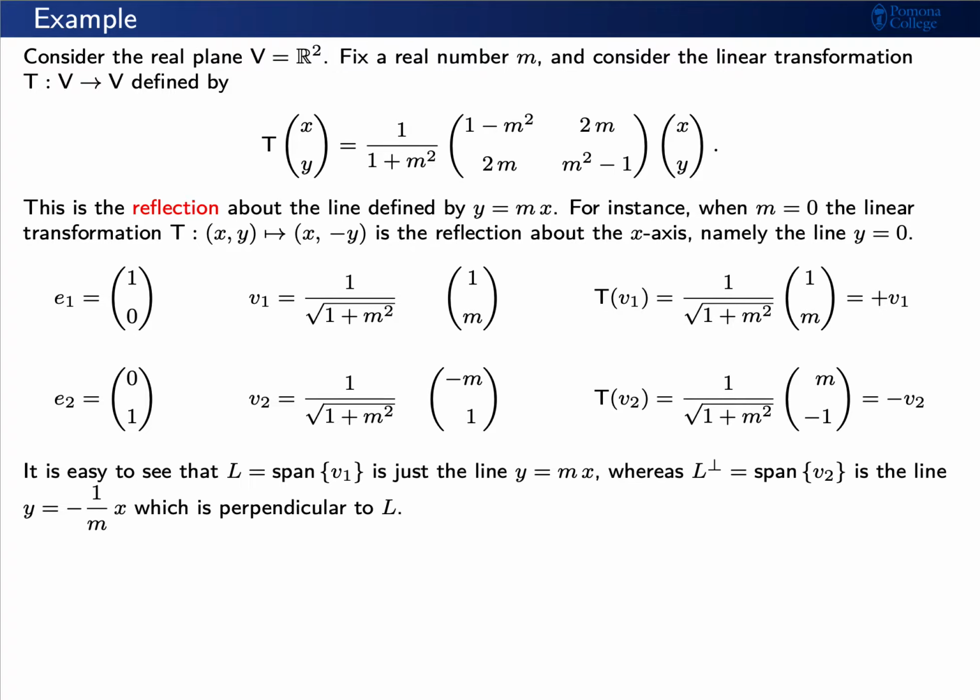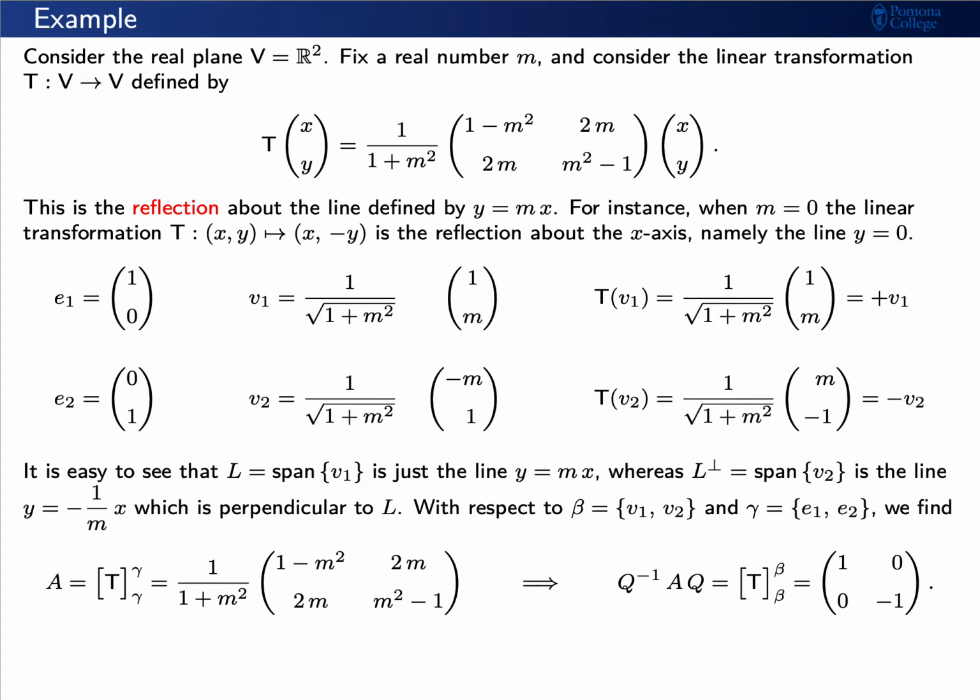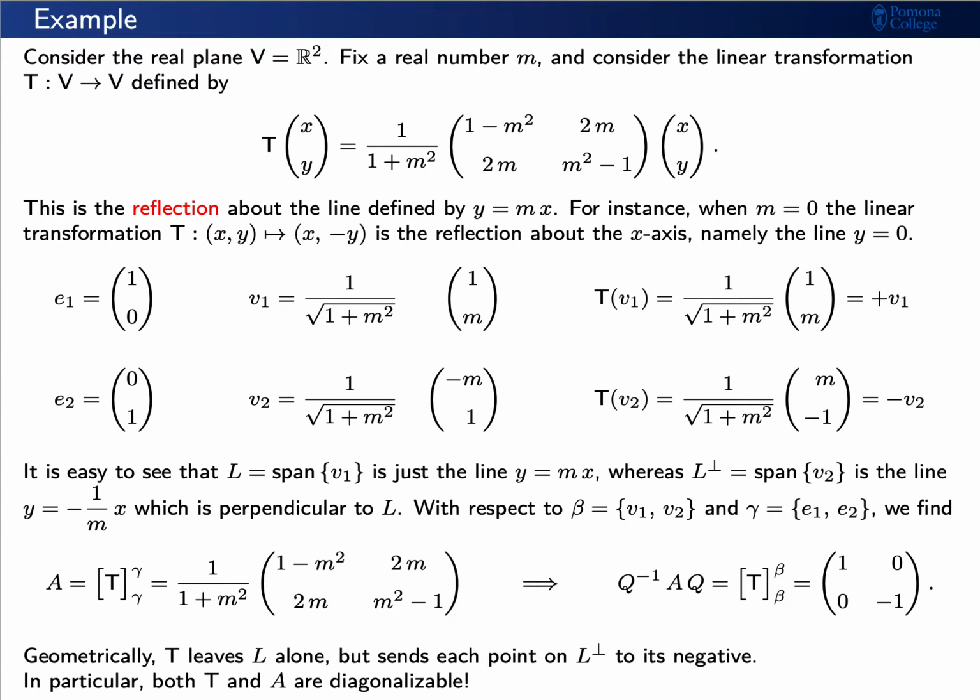Again, it's easy to see that the span of v1 is our line L, whereas the span of v2 is our line L perp, which corresponds to y equals negative 1 over m times x. But we want to keep in mind that with respect to the basis beta, consisting of v1 and v2, we then have this matrix representation, [T] from beta to beta, which is a diagonal matrix in the form 1, 0, 0, minus 1. This actually means that both T and our matrix A are diagonalizable.